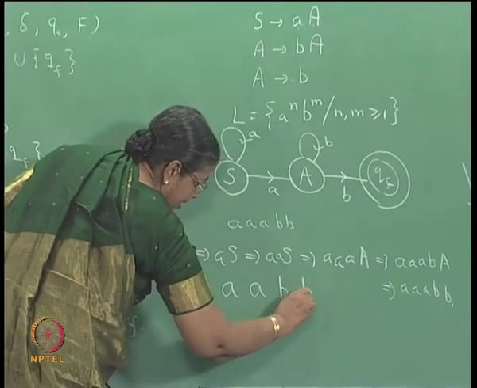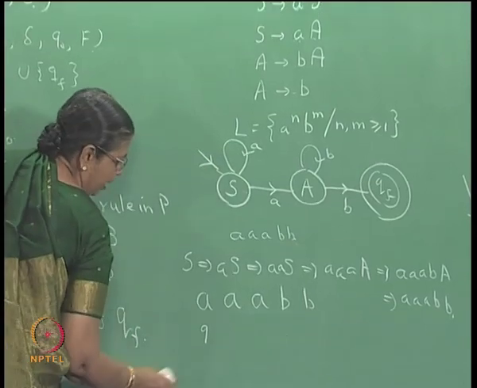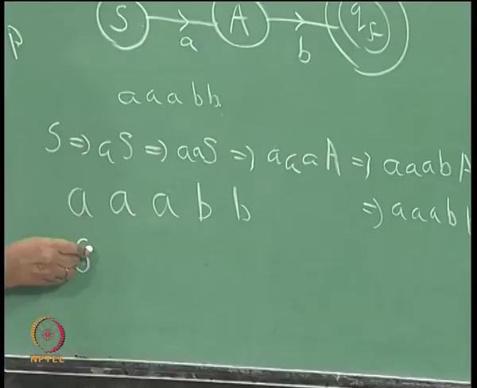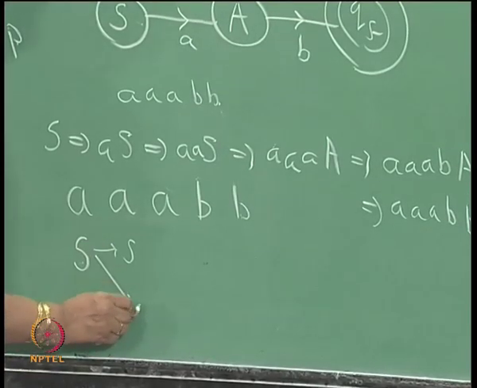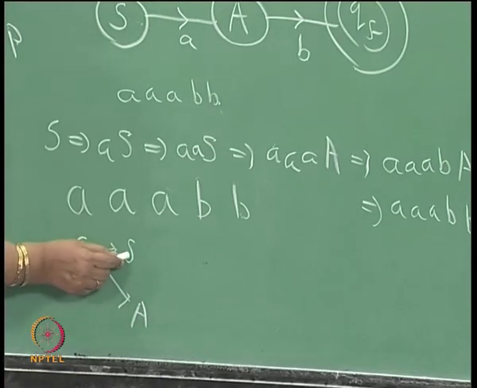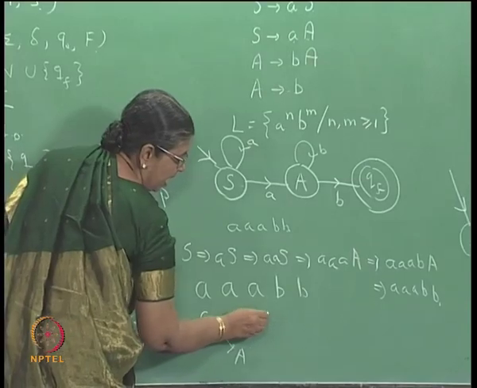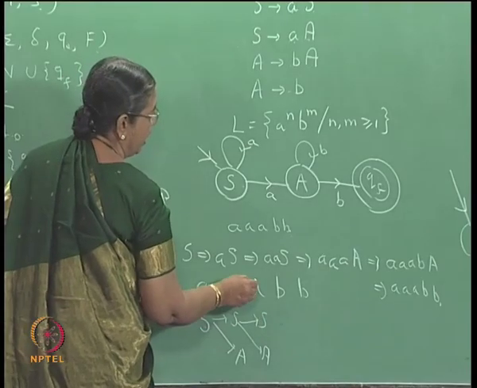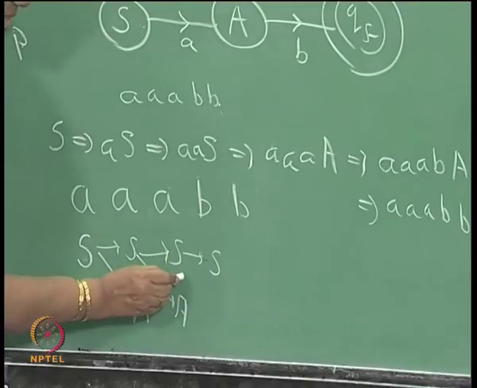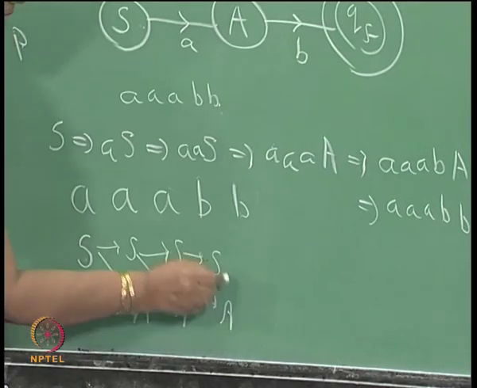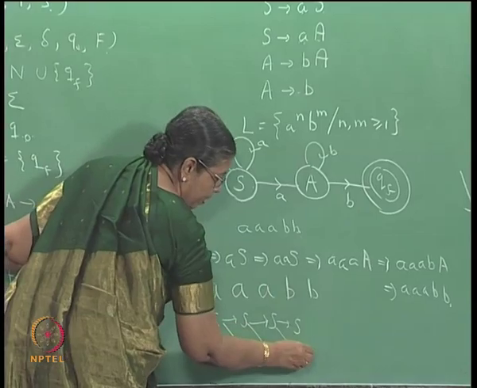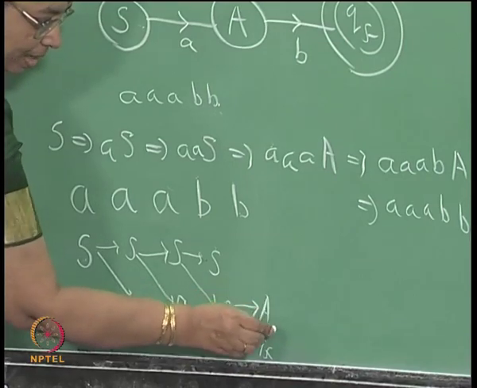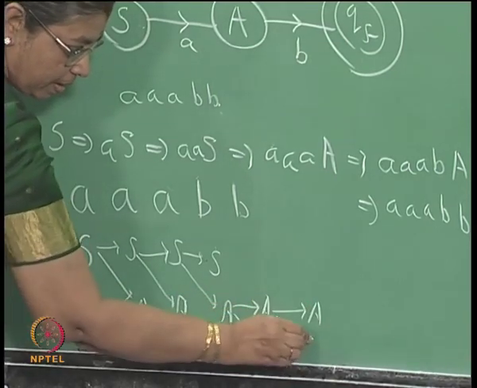and the acceptance, you are in Q naught, the initial state, that is S. Then S, reading A, can give you S; again S, reading A you can get S; from S after reading A again you can get S. From S you cannot read a B; from A if you read a B you will go to QF, from A again if you read a B you can go to QF.